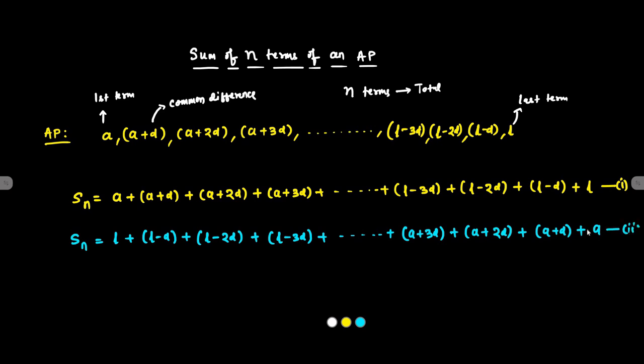So we have the first equation, a plus d, starting from the first, we add all the terms that are present in the AP. In the second equation, we write the same sum equation, sum of n terms, but in the reverse order, starting from the end: l, l minus d, l minus 2d, l minus 3d up to the first term a. Here from first to last, here from last to first.